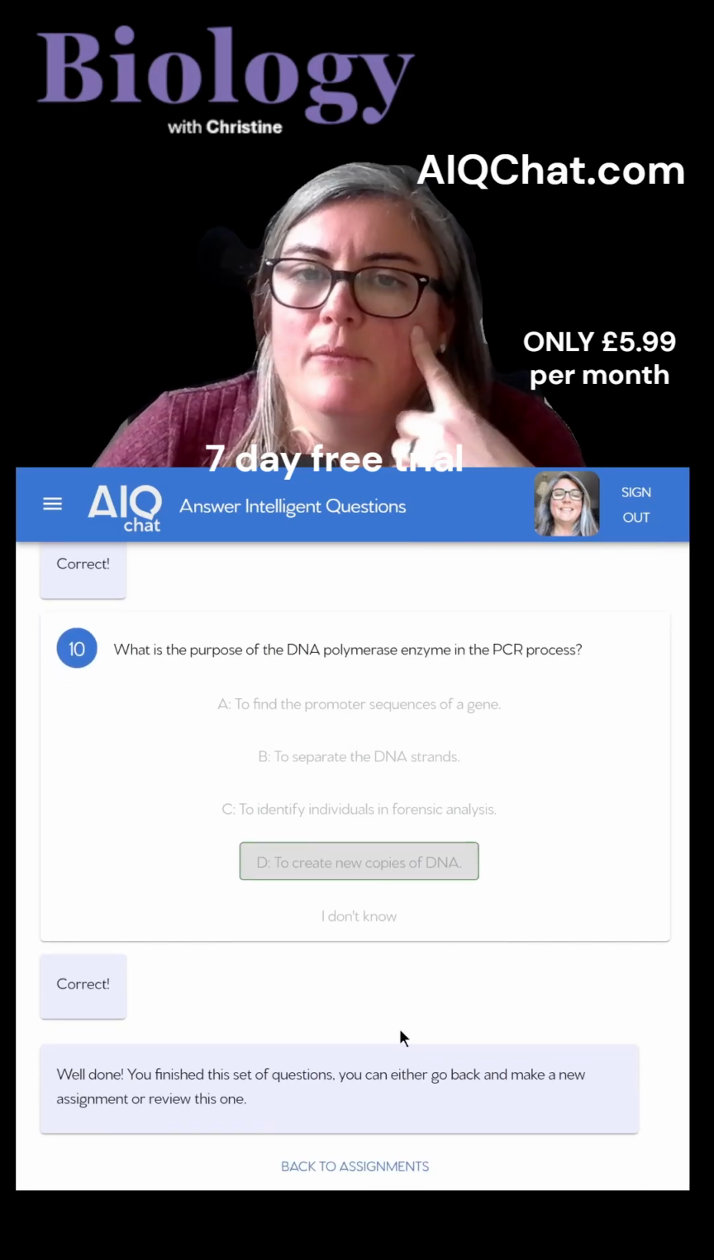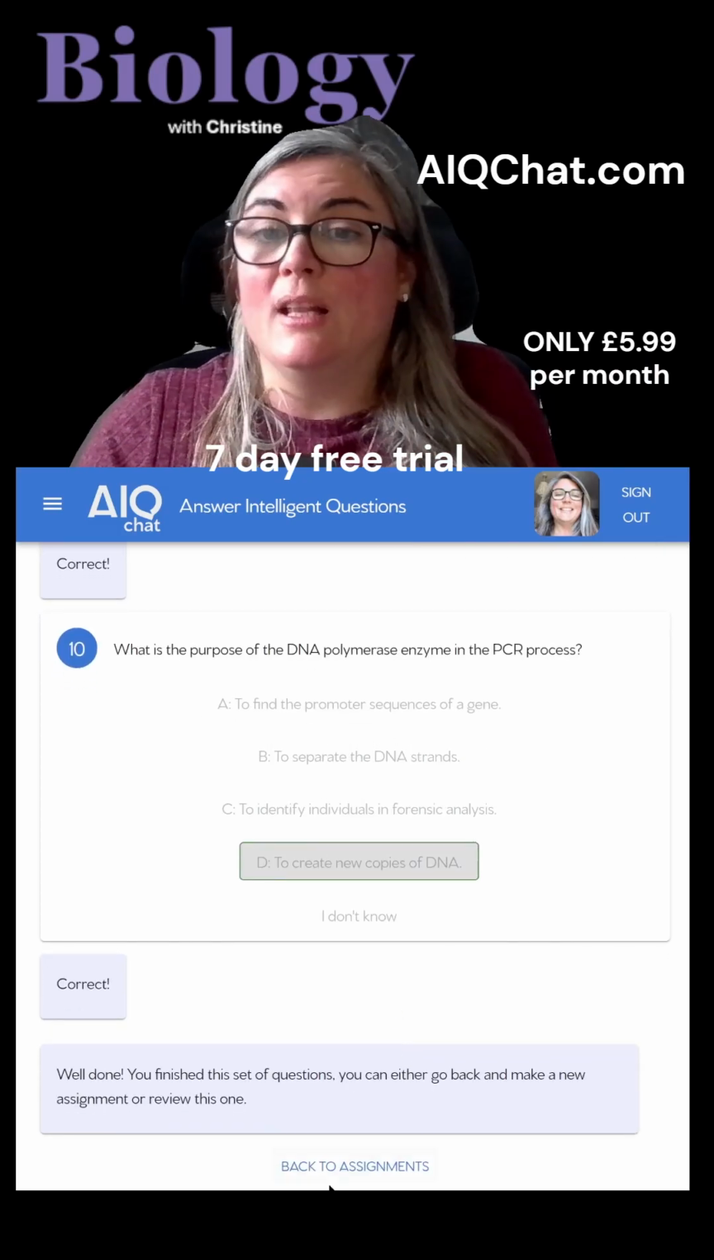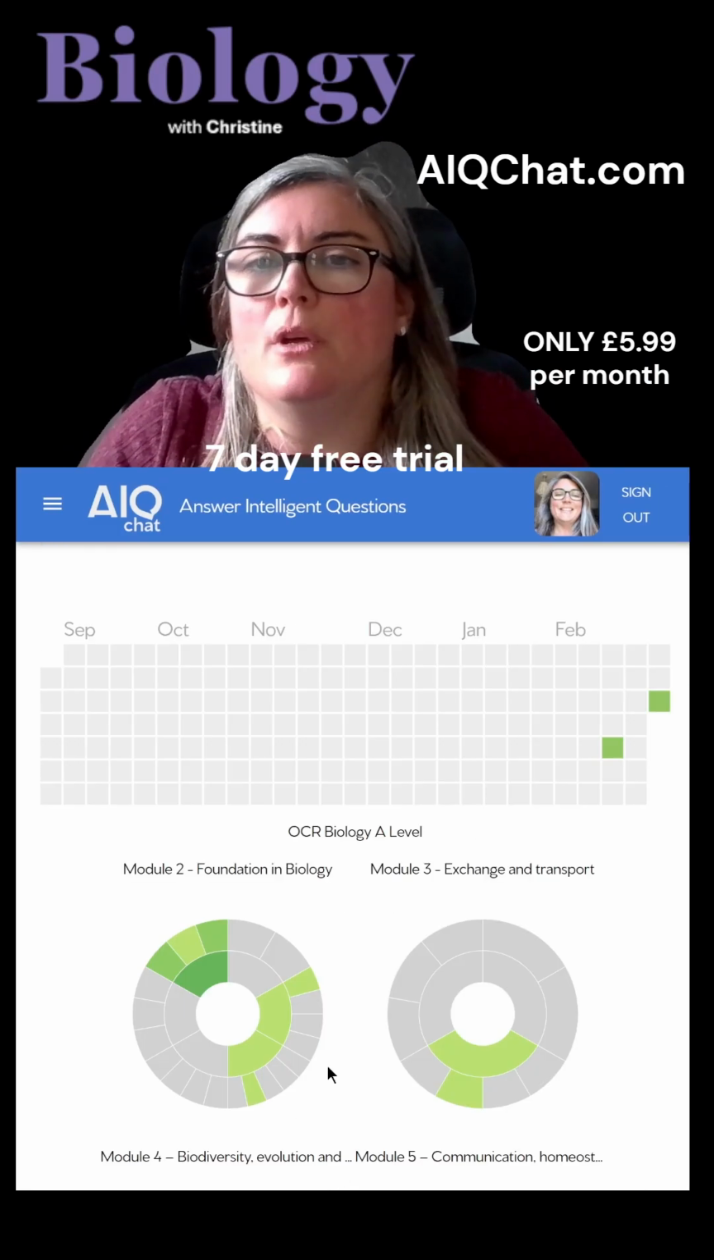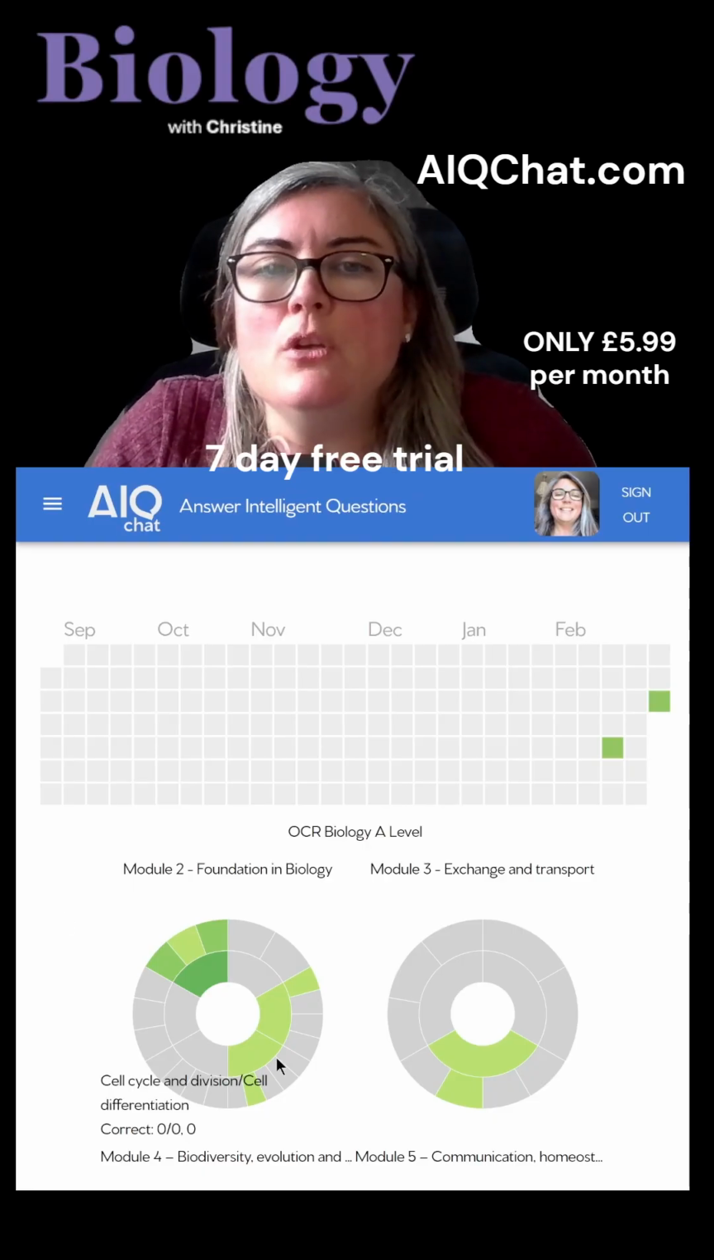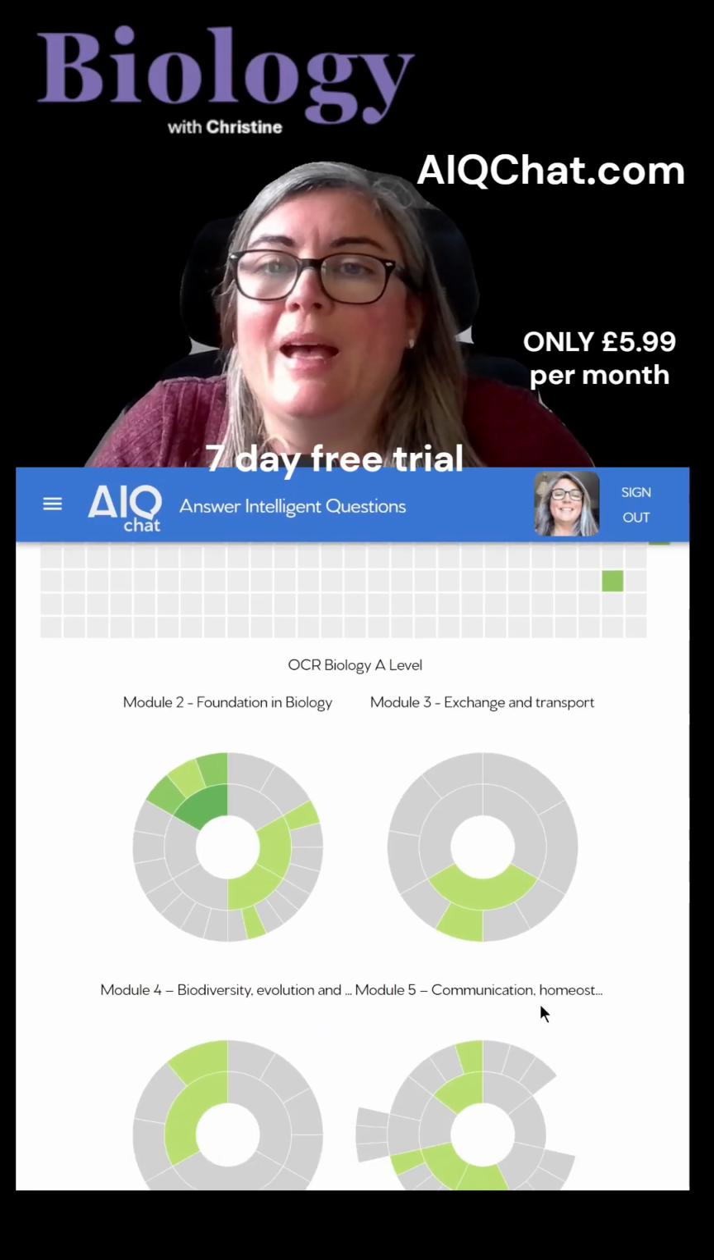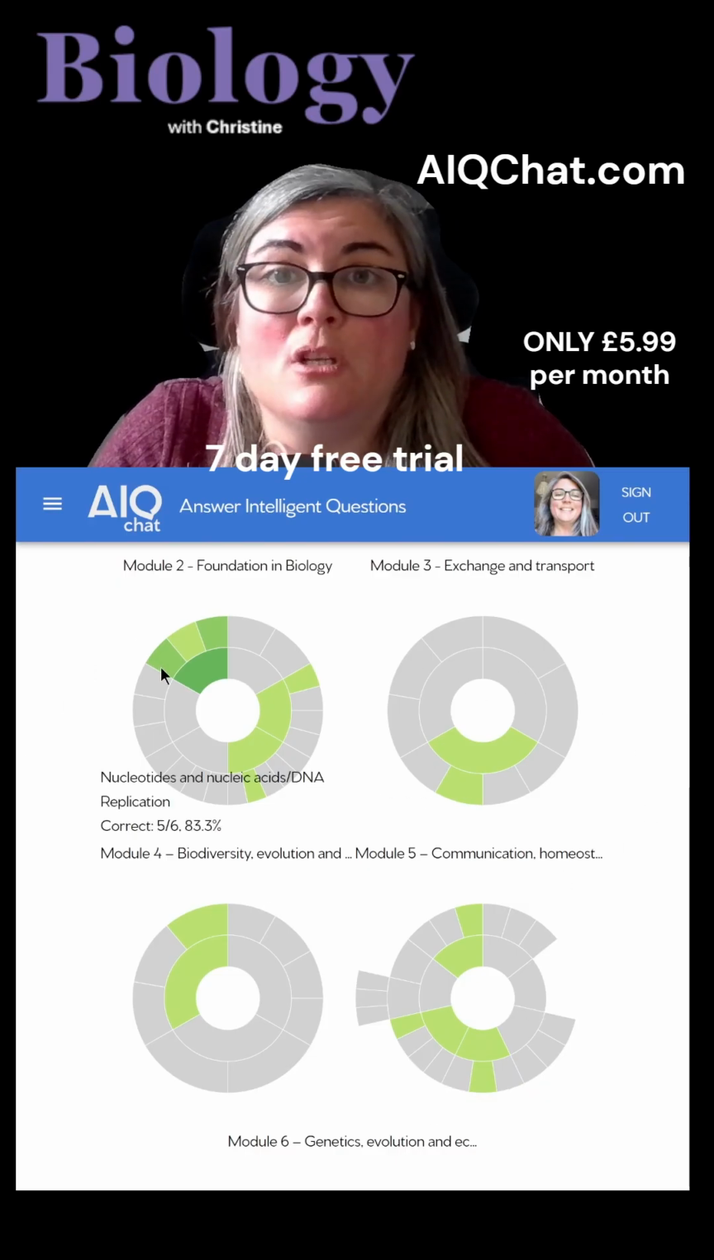I'm going to say that one. Woohoo! I got it right. So let's go back to the assignments then and see what has actually happened. Oh, look. Now you can see that my progress wheel has actually changed. I've now got more than just module 2.